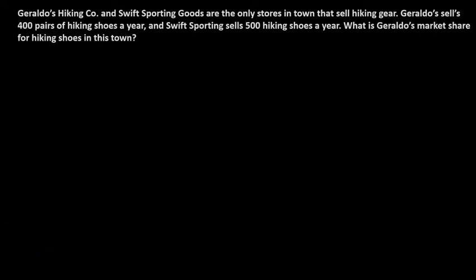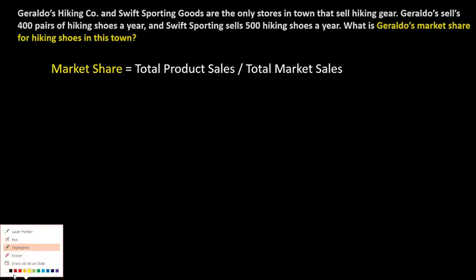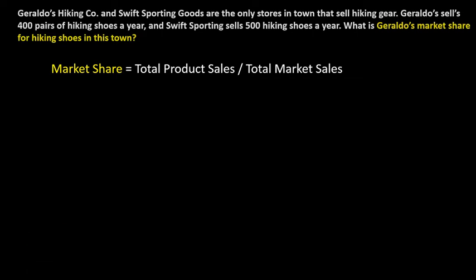So once again, let's start by identifying the goal of this problem. We want to find Geraldo's market share for hiking shoes in this particular place. So that's our cue. Pull out your market share equation. So we need to know the total product sales and we need to know the total market sales. So again, total product sales in this case is just referring to Geraldo's sales.